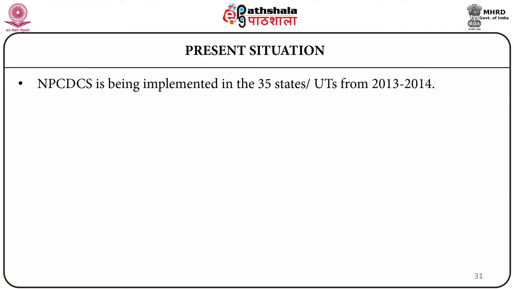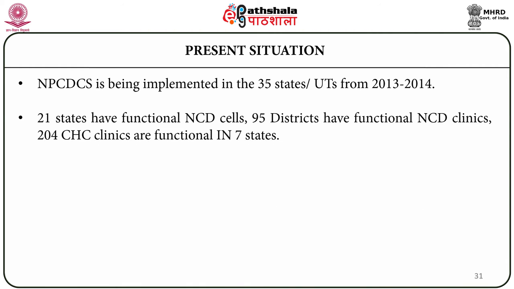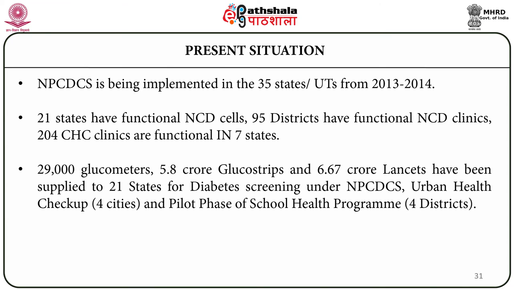The national program for non-communicable diseases has been implemented in 35 states and union territories from 2013 and 2014. 21 states have functional NCD cells, 95 districts have functional NCD clinics, and 2004 community health center clinics are functional in 7 states. 29,000 glucometers, 5.8 crore glucose strips, and 6.67 crore lancets have been supplied to 21 states for diabetes screening under the program. Urban health checkups in 4 cities and a pilot phase of the school health program in 4 districts are also under way.